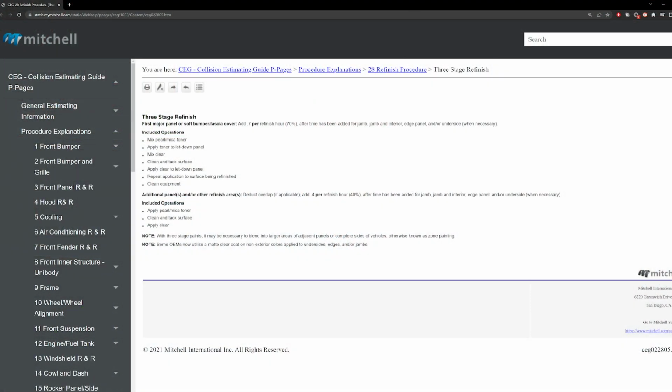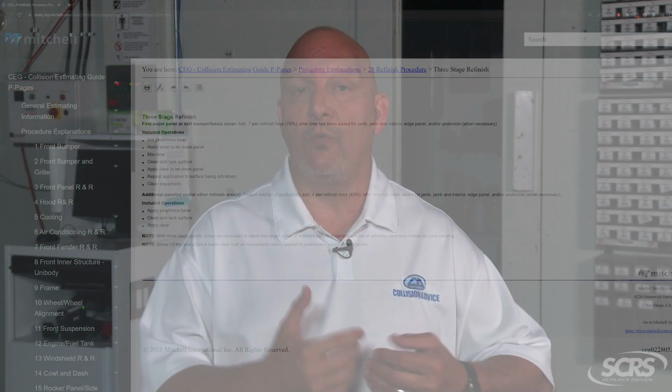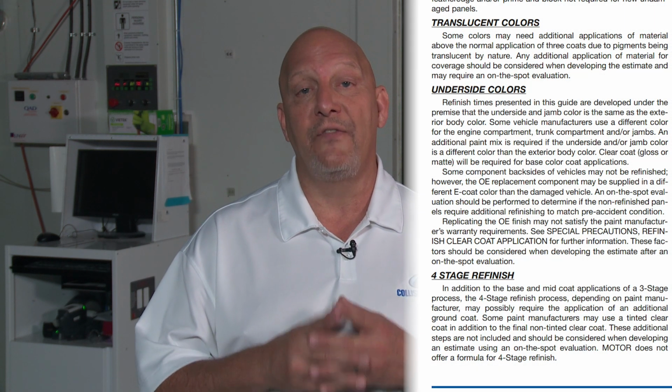Number one, 3-stage. Autotech, CCC, and Mitchell, all three have formulas for 3-stage paint. They will give you a formula that will help you to determine what you need to be charging from a labor perspective. Now, in regards to 4-stage, all of the estimating systems state that it requires an on-the-spot evaluation.